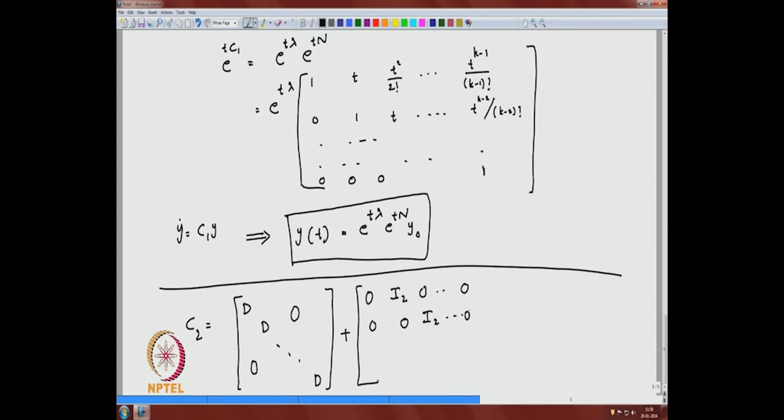So you go here 0, the last but 1, the last element will be I 2, and then you have 2 by 2 things, 2 by 2, you will have 0. So you see, again you can write this as 2 matrices, and this can be written as something like diagonal of D D D plus some N, where N in this form is, so let me write it R. So you can write this here, again these things are commuting, there is no problem.